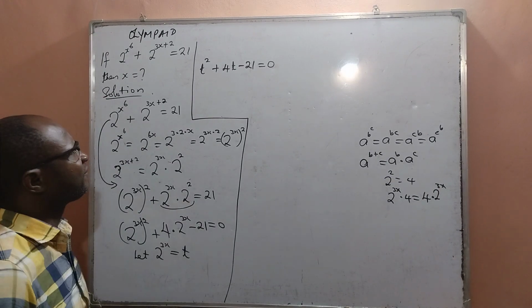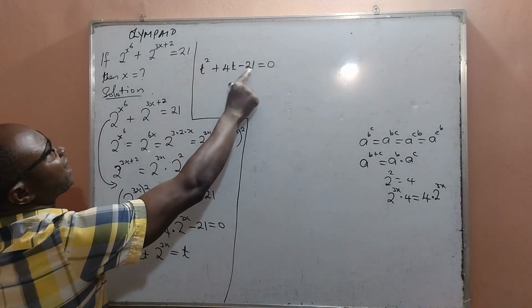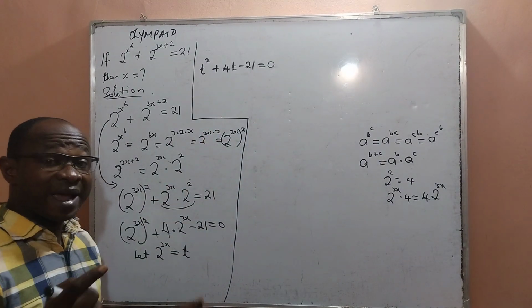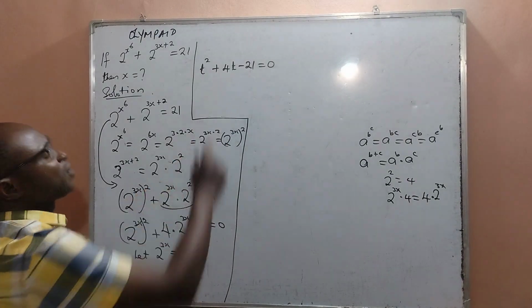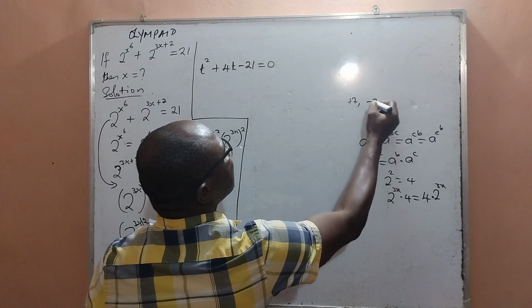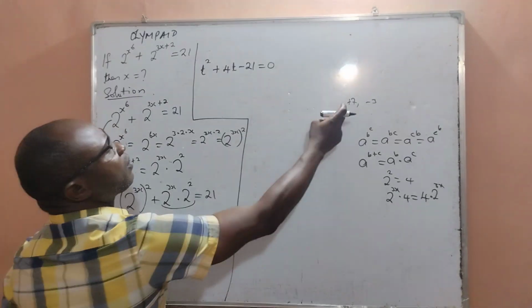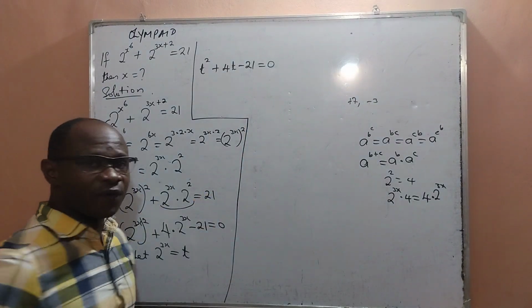Preferably, let us go by factorization method. I will look for two numbers that I will multiply and get minus 21, and when I add those same two numbers, it should give me plus 4. So we can think of plus 7 and minus 3. If I multiply the two, I will get negative 21, and when I add the two, I will get plus 4.